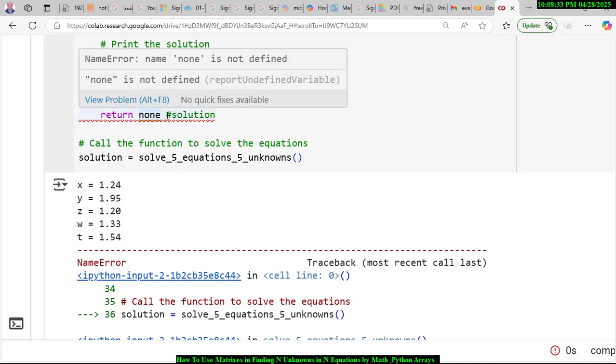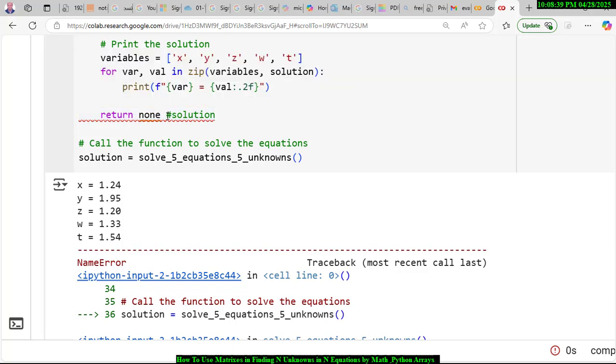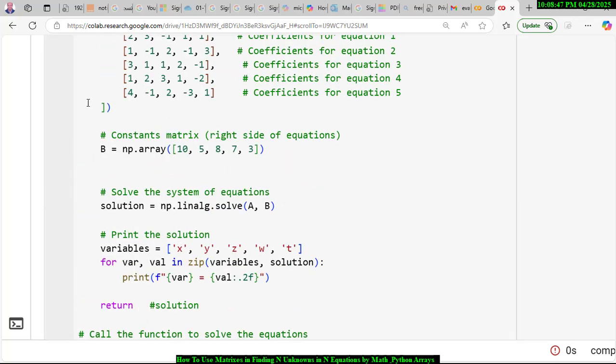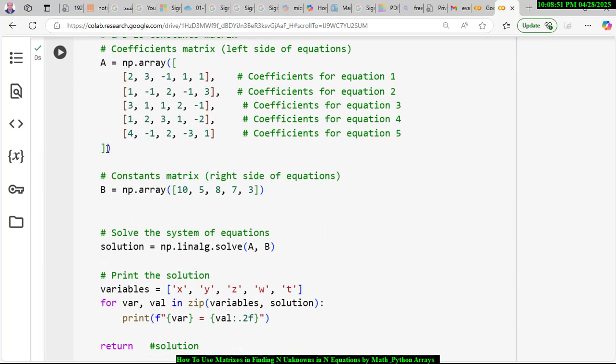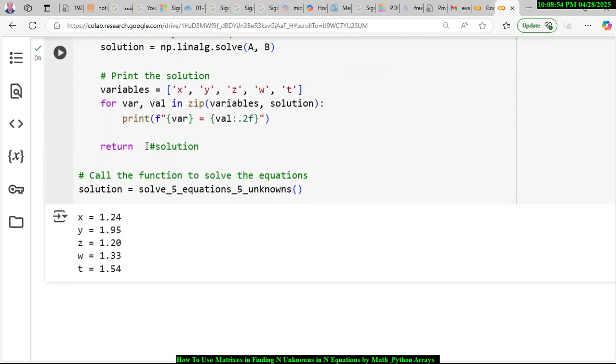Maybe return none is not defined. Oh, it's not defined to return, but you can return something else. Let's try. It's okay. Return nothing, no solution. Okay, working.